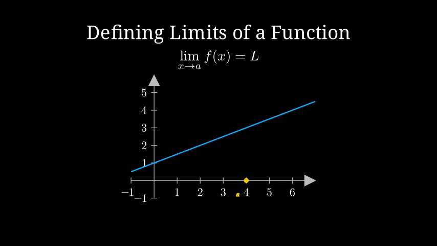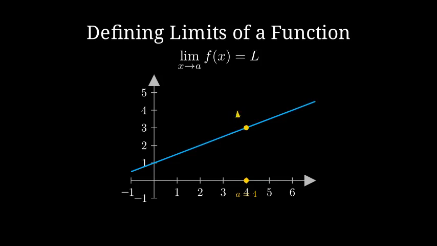Now watch what happens to the y values as x gets closer and closer to 4. We'll approach from the left and the right. The dots move along the graph, and their y values get closer to the same number. Here is the left side, and here is the right side. Notice both sides approach the same height. Let's highlight the y value that both sides are approaching.